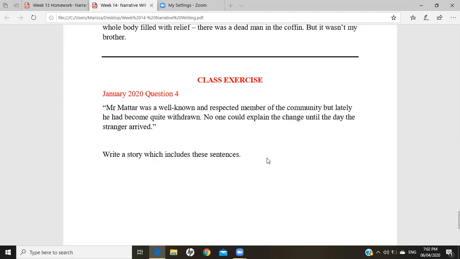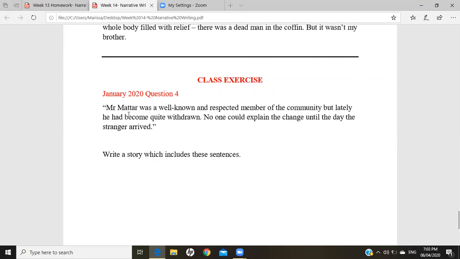So this stranger means someone that the members of the community aren't familiar with, and only when they saw the stranger did they understand what caused him to become withdrawn. They say, write a story which includes these sentences. When the instructions say this, it means they didn't specify if we should begin or end our story with these sentences, meaning that whatever story you write, anywhere in the story, you have to include these sentences, and just note that these sentences must be included together.